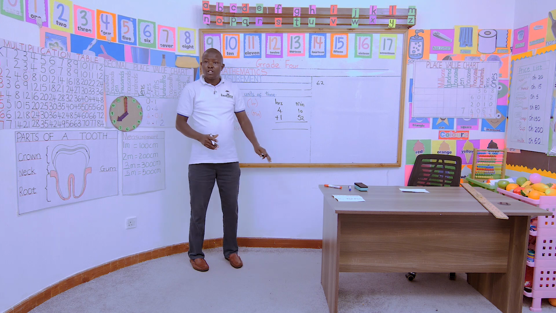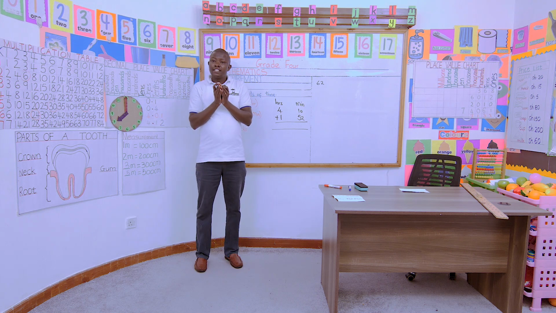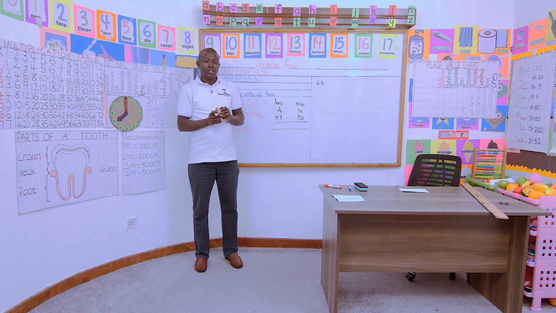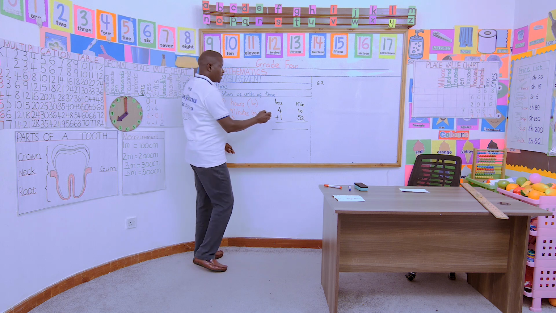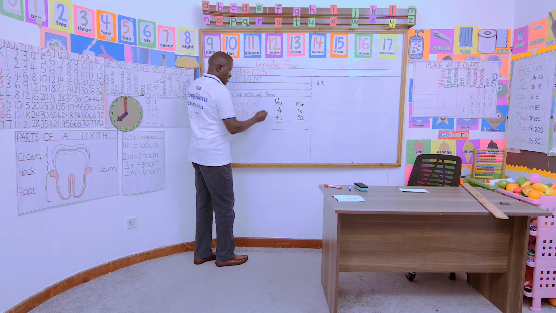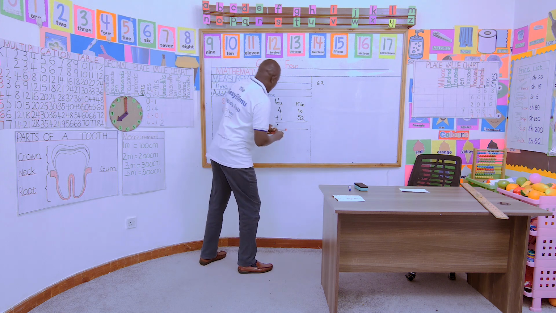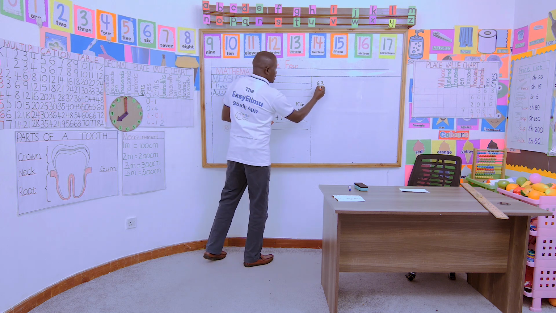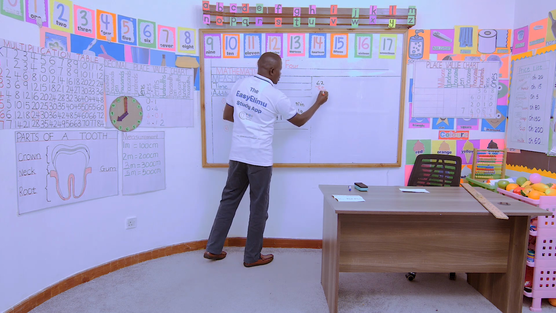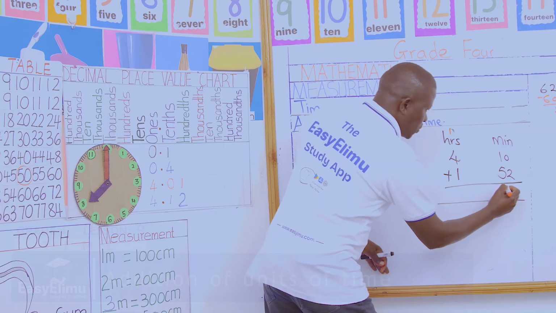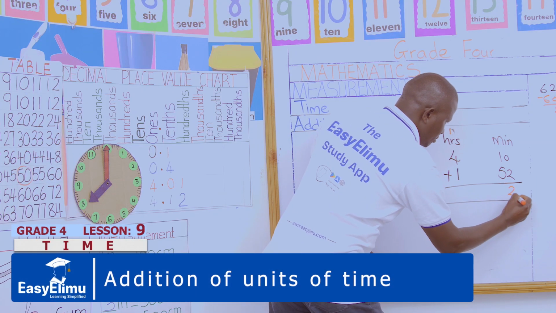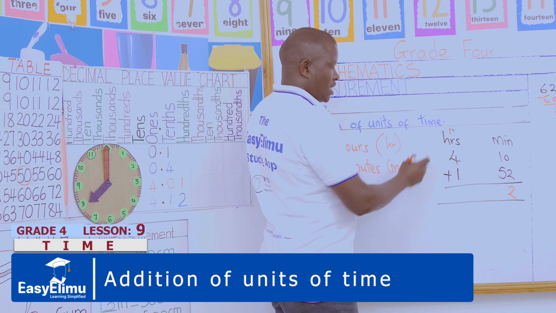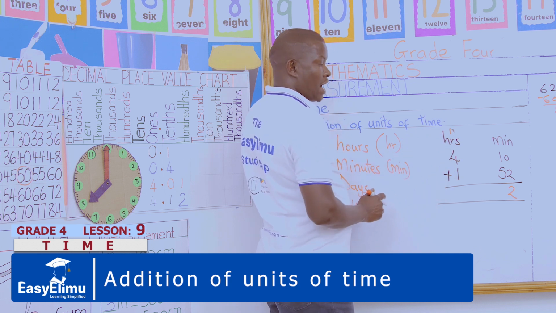62 minutes. So we convert 60 minutes to 1 hour. And that 1 hour, we regroup it to this side. Let me use a different color for you to see. When we take 60 minutes here, we are remaining with only 2. So this side, we have 2 minutes remaining. And this side, we have how many hours?